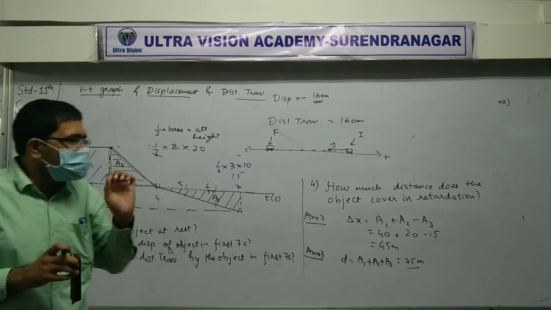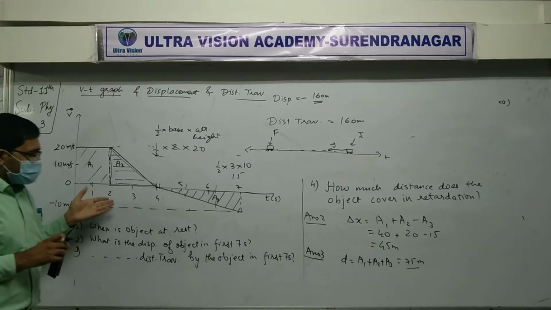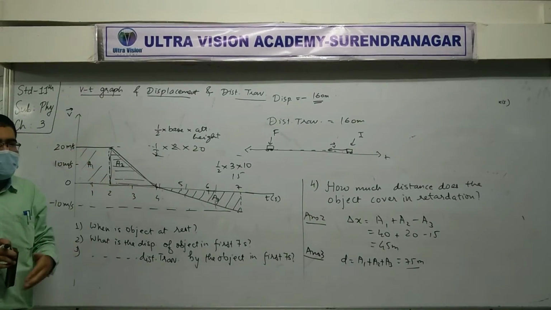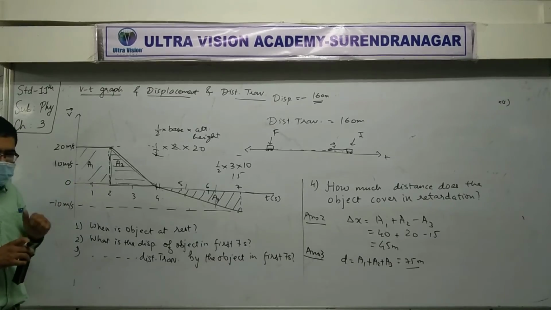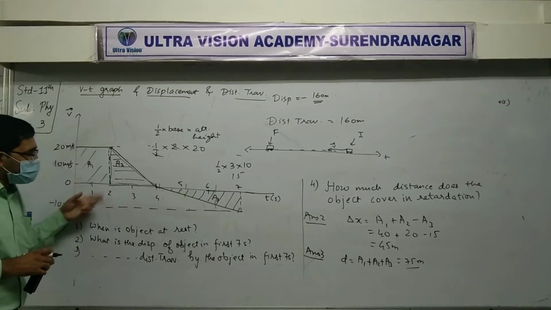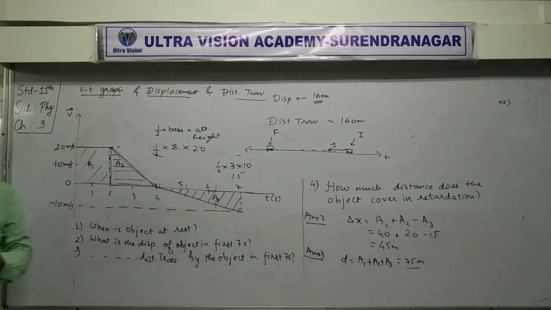Now, the first thing is to find how much distance is traveled. Based on this graph, first of all, we should identify where or when retardation is going on. Is 0 to 2 retardation? Is 0 to 4 retardation? Is 2 to 4 retardation? Or is 2 to 7 retardation? That's what we have to figure out.